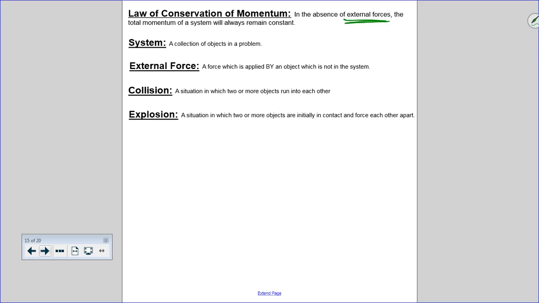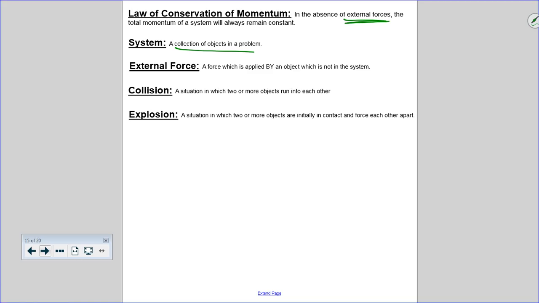Before we get too far into this, let me explain what this is all about. A system is basically just a collection of objects in a problem. For us, we're going to have one car driving along and colliding with another car, so our system will be the two cars. Or maybe it's two penguins standing in a frozen pond, and one of the penguins pushes the other one. There, your collection of objects would be the two penguins.